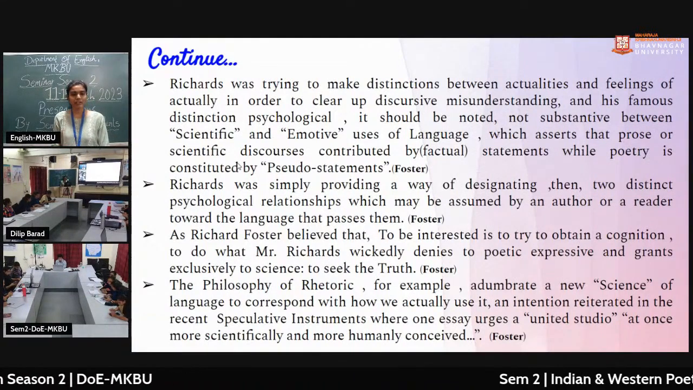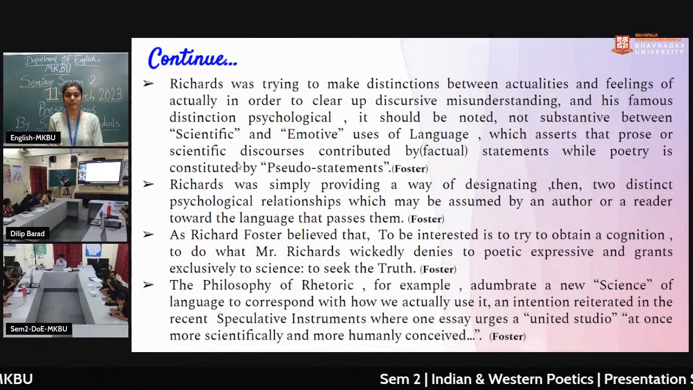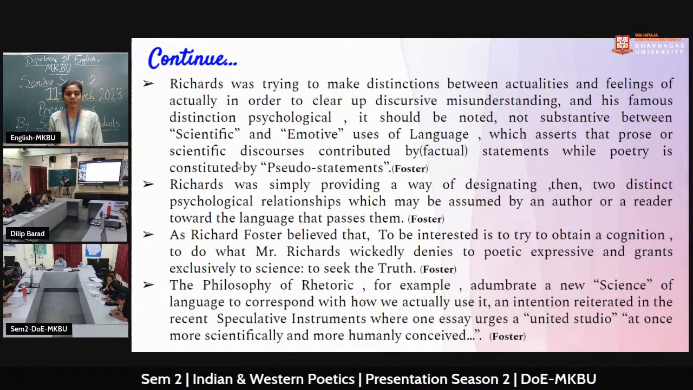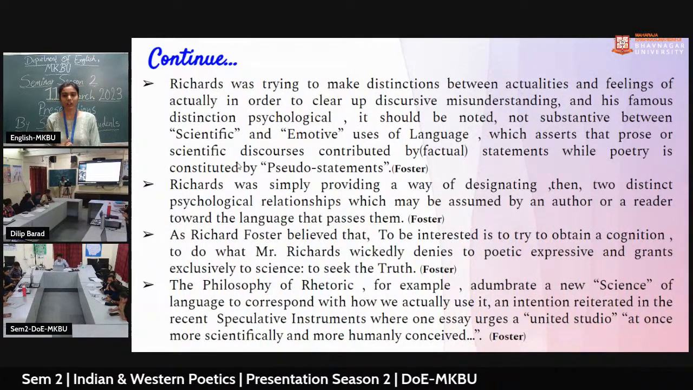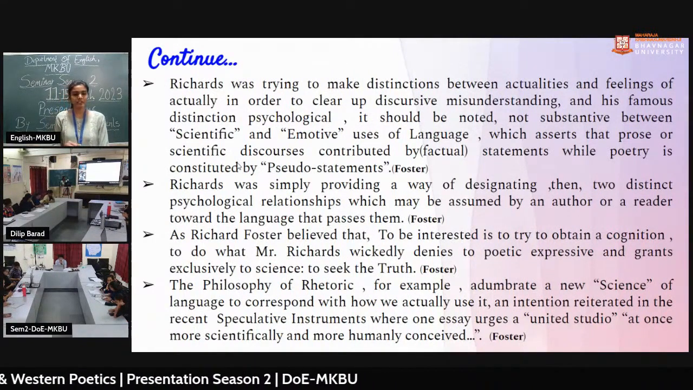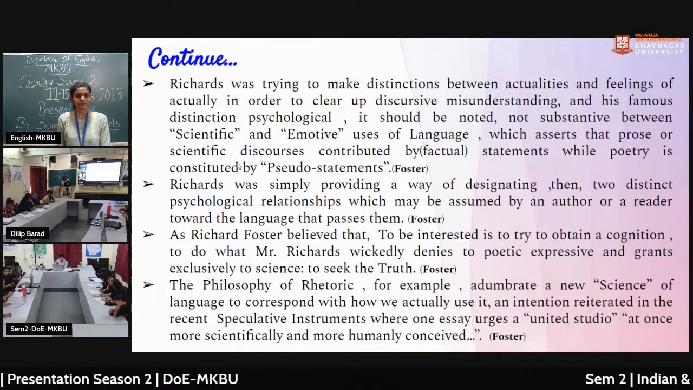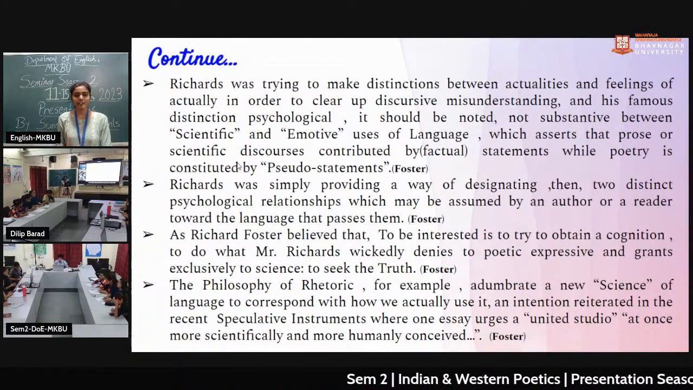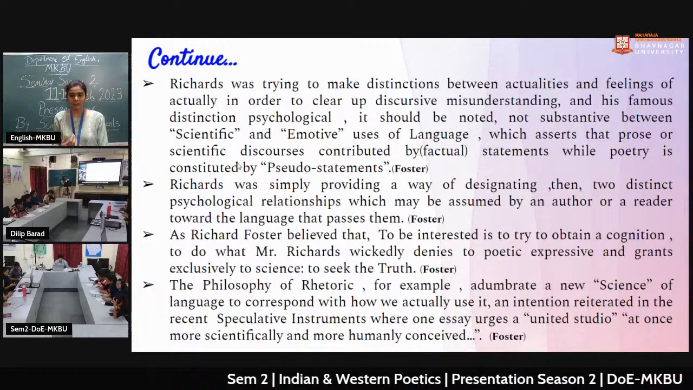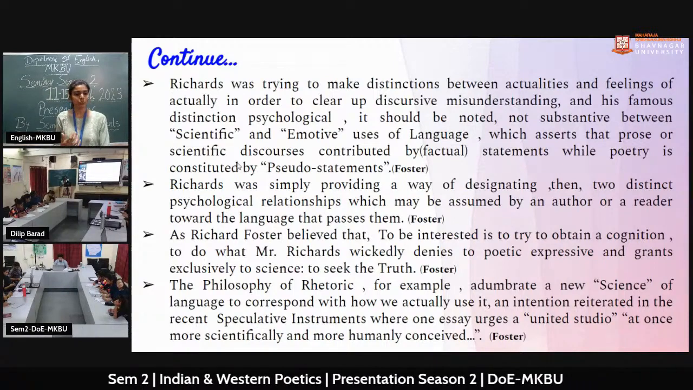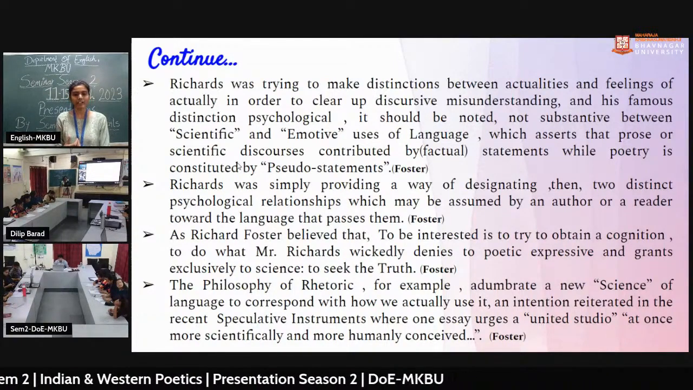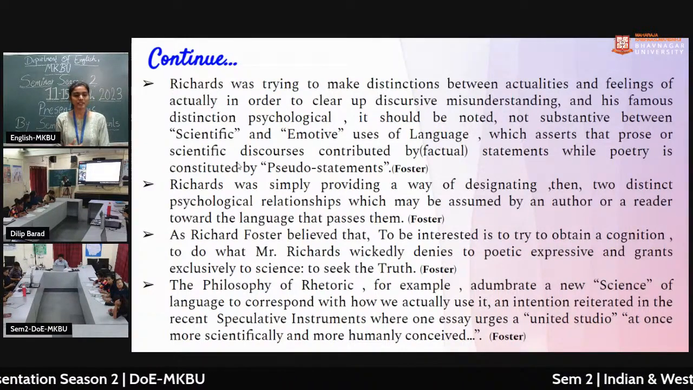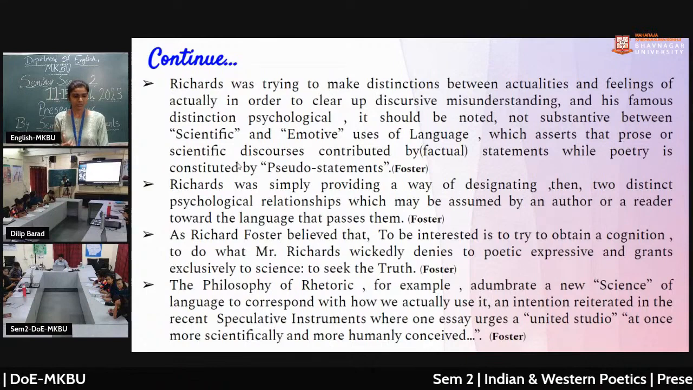Richards was simply providing a way of designating two distinct psychological relationships which may be assumed by an author or a reader toward the language that passes between them. As Richard Foster believed, to be interested is to try to obtain a cognizance, to do what Mr. Richards wickedly denies to poetic expression and grants exclusively to science: to seek the truth.